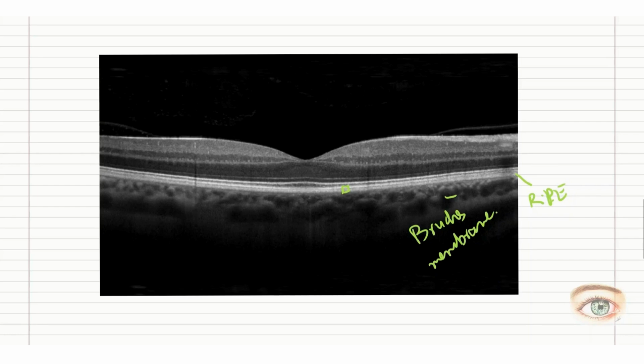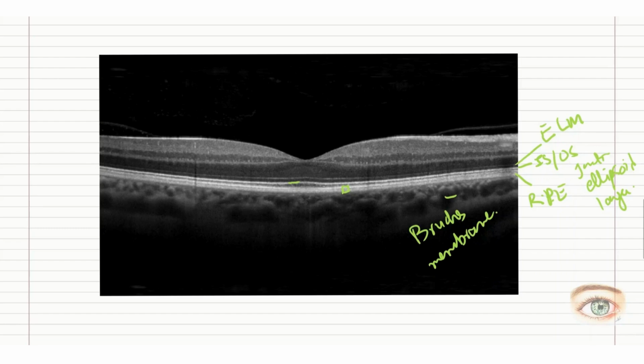And this layer right here is the ISOS junction, or you may also call it the ellipsoid layer, right? And you can see this small, very thin line over right here. What is this? This is the external limiting membrane, right?